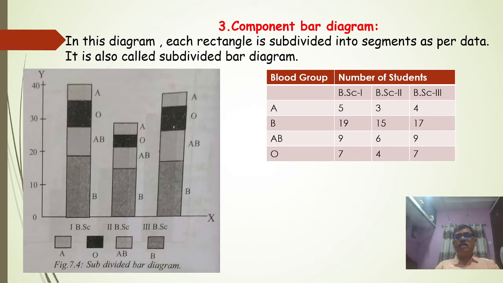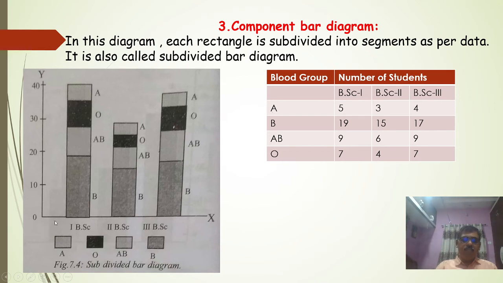Then the next one is the component bar diagram. What is the component bar diagram? In this diagram, each rectangle is subdivided into segments as per the data, and it is also called a subdivided bar diagram. Here we are showing the blood groups of the students of BSc 1, BSc 2, and BSc 3.